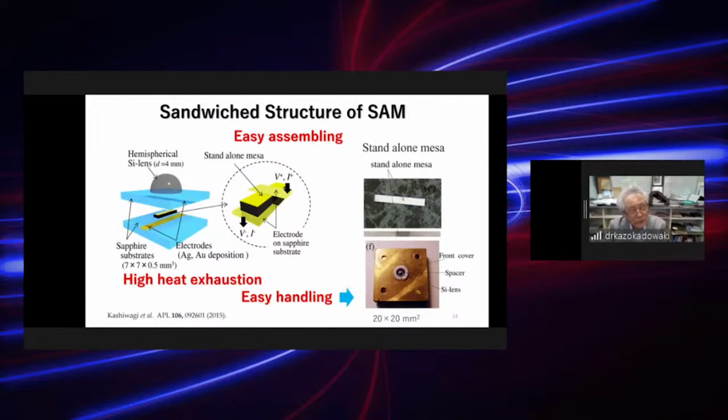So this is another way to make a device. Sapphire plate, we make a gold plate like this. Then we insert inside such a small standalone mesa. Then it is clamped like this, the device from top and bottom. Then you can simply make it in a very nice way.